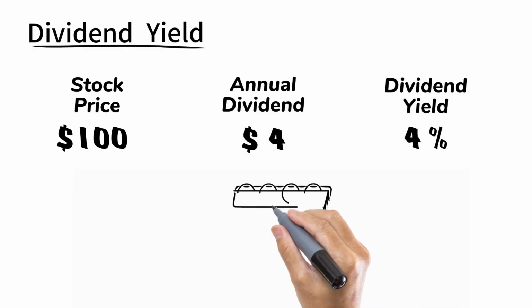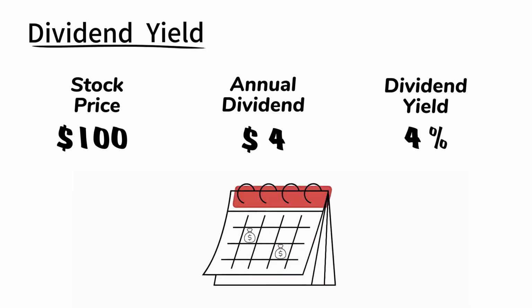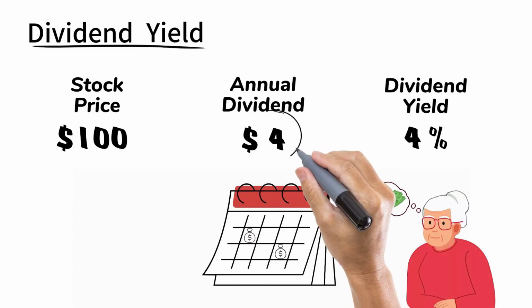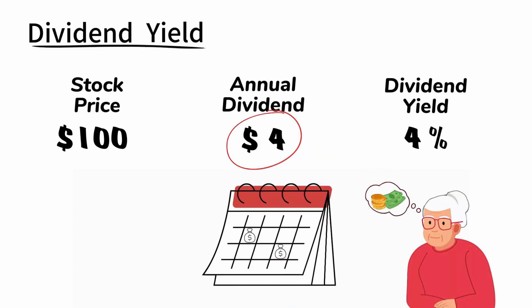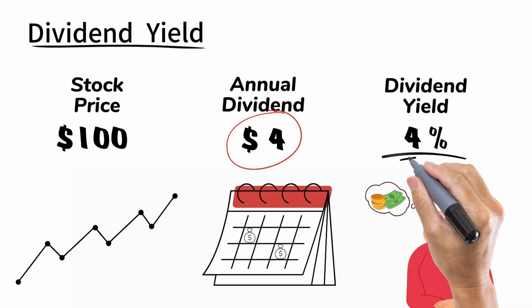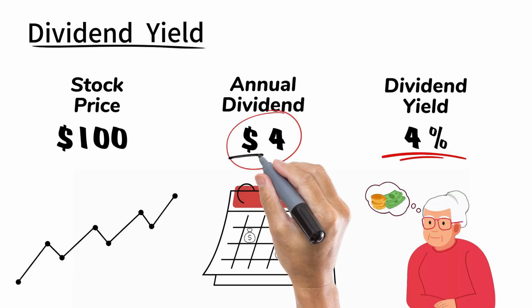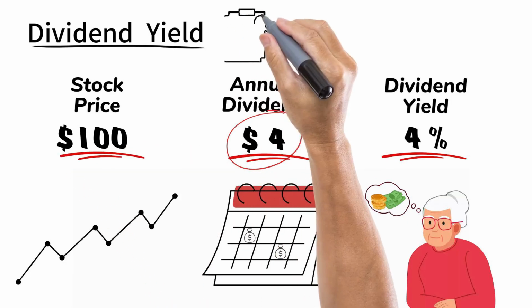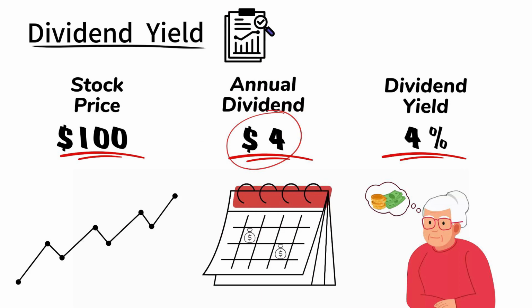Dividend yield is especially useful for income-focused investors like those planning for retirement because it shows the return you're getting just from dividends, independent of any price changes in the stock. In short, dividend yield is the percentage return you earn from dividends based on the stock price, helping you evaluate the income potential of an investment.